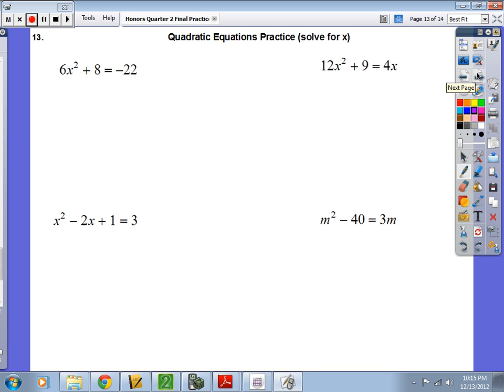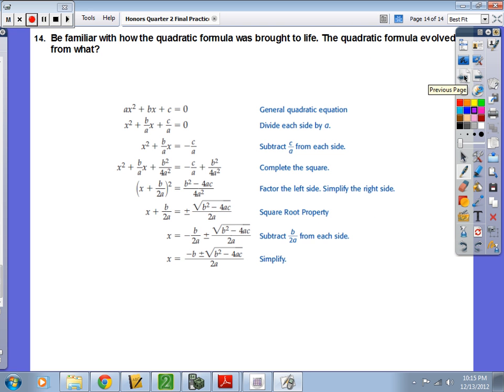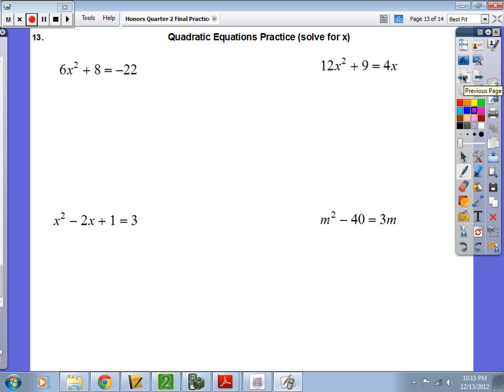Quadratic equations, practice. So we got 4 different types, and I think that's it. You choose whatever you want: zero product property, completing the square, quadratic formula. This guy kind of looks intimidating. 6x squared plus 8 plus 22 equals 0.